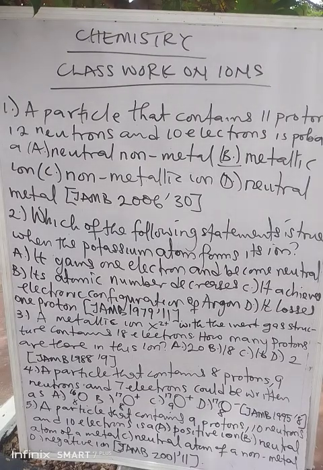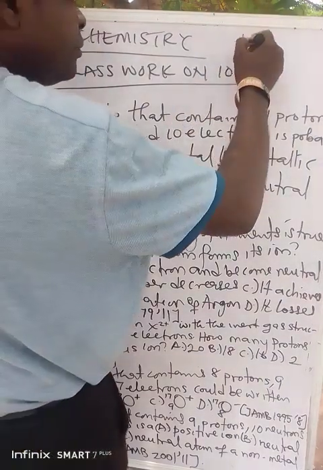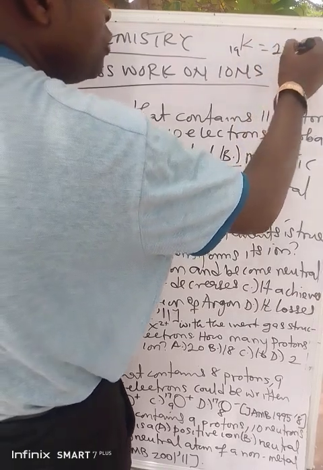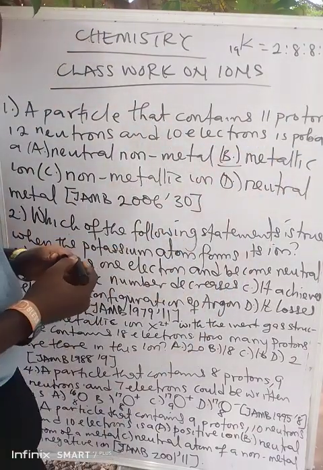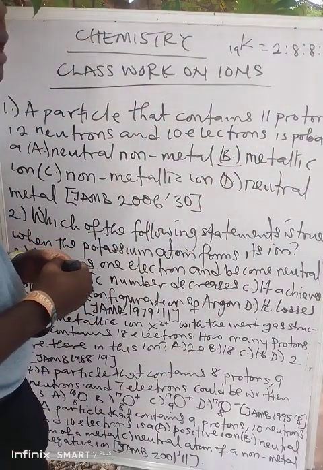So number 2, which of the following statements is true when potassium atom forms its ion? What is his answer? When it forms its ion, A, it gains 1 electron. How can it gain electron? Potassium cannot gain. Potassium is 19, and its configuration is 2:8:8:1.